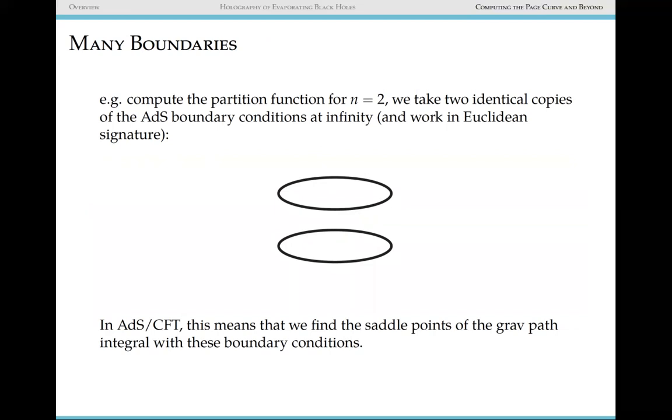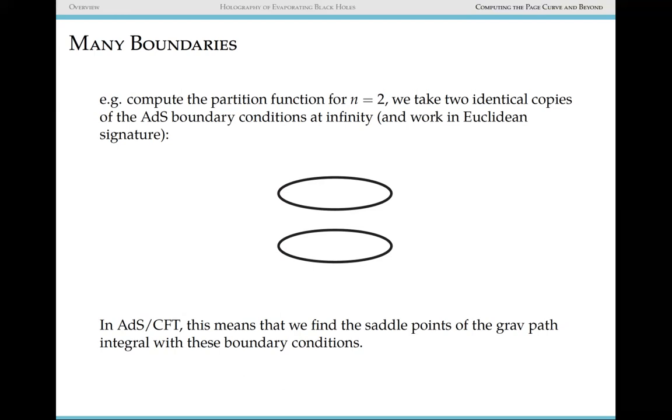We're working again in Euclidean time, so this is the Euclidean time coordinate. We take 2 independent copies, and then we ask, what kind of geometry could fill in the space-time with these boundary conditions, the Euclidean geometry? We're going to be working in a saddle point approximation, which means that we're looking for on-shell solutions, solutions to the equations of motion.